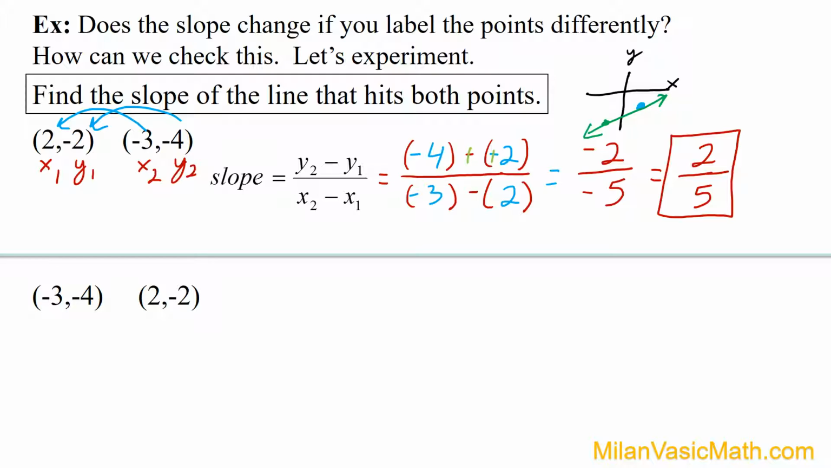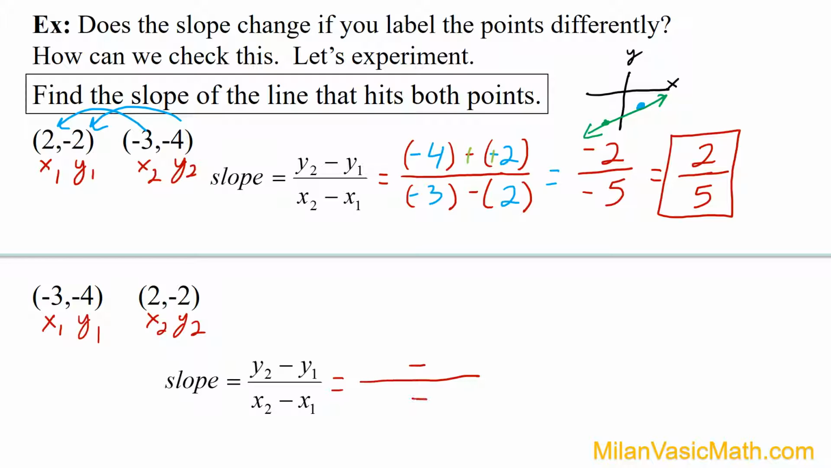All right, now we're going to do the same slope, but we're going to label the points differently. So this time, the -3, -4 is my x1, y1, and x2, y2. There's my formula. All right, so you always have to have that minus there. So y2 minus y1 is -2. The minus stays, -4. Okay, I went in this direction.